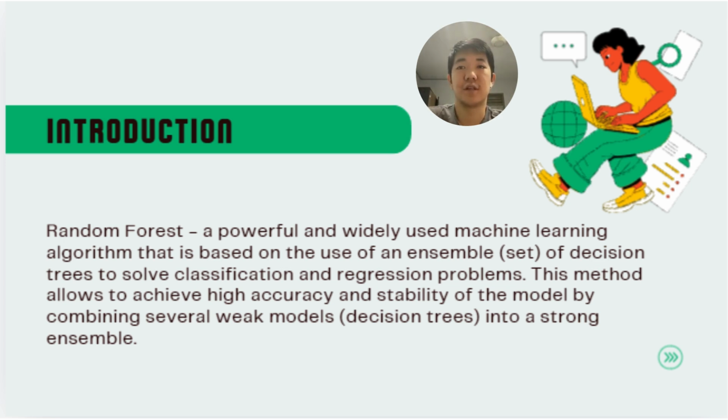Random forest is an ensemble machine learning method that combines multiple decision trees to solve classification and regression problems. The basic idea is to create several decision trees, each of which is trained on a random subset of data, and then combine their predictions to obtain the final result. This method helps to reduce the disadvantages of single trees and significantly improve the overall accuracy of the model.